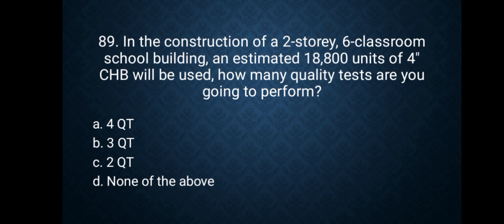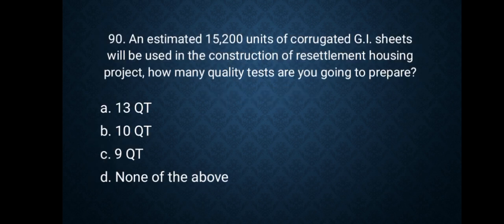In the construction of a 2-story, 6-classroom school building, an estimated 18,800 units of 4 inches CHB will be used. How many quality tests are you going to perform? So, ada man ang kanyang choices. So, ang kanyang answer is C. Number 90.